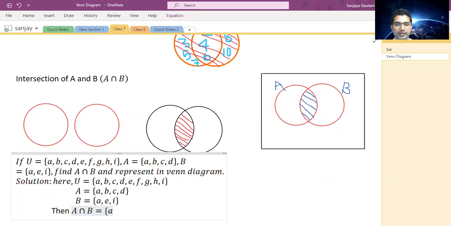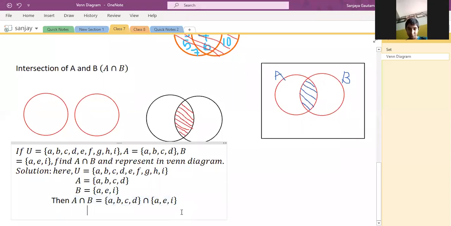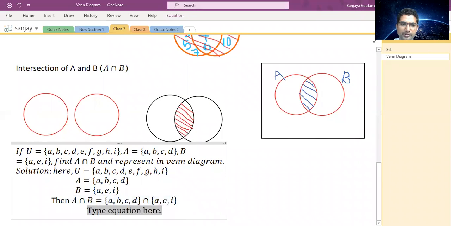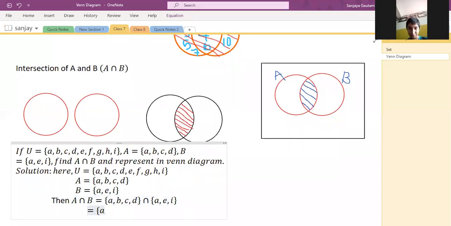Members of A: a, b, c, d, and intersection members of B. Members of B are how much? A, E, I. So out of these, what is common? Common means the repeated members. Which members are repeated over there? Can you tell? A. Good. A. The A intersection B is A.